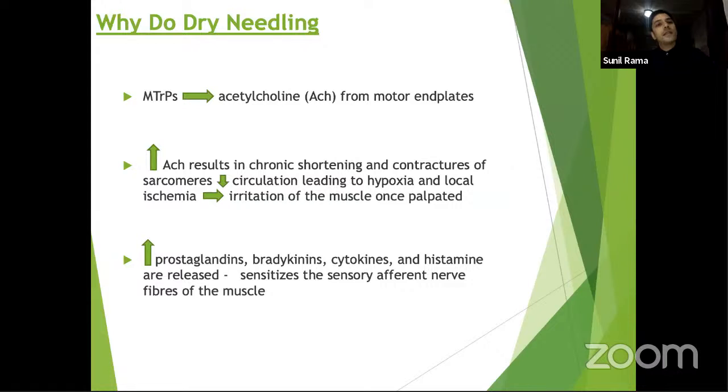Now, a trigger point is very different from a tender point. A tender point is where someone presses on a particular area of your spine, and it will be tender. But a trigger point is that part of the muscle that tends to refer elsewhere. And each one of these muscles has a set demarcation of how they move and where they move to. This now causes an increase in prostaglandins, bradykinin, cytokines, and you get a histamine release. This now sensitizes the sensory afferent nerve fibers to that muscle. So what we do is take the dry needle, get into the trigger point and insert it there.